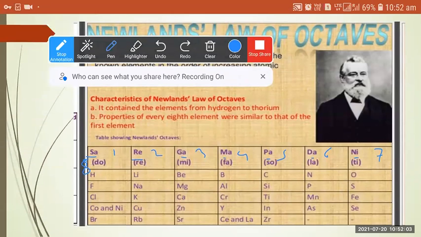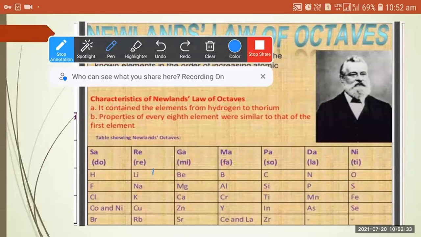Suppose here you have hydrogen below the note sa. If you count the first one, hydrogen, 2, 3, 4, 5, 6, 7, and 8, the first element and the eighth element have similar properties. So you have to count from the atom which you have considered. Suppose we consider from lithium.